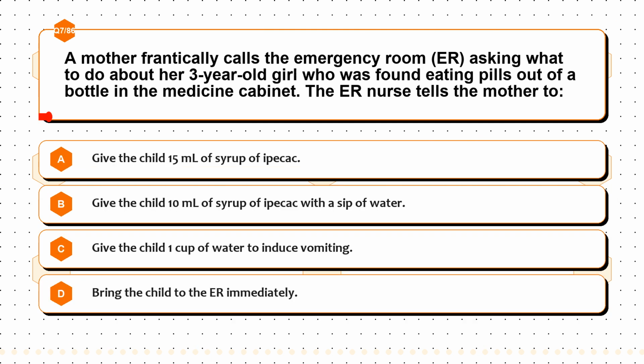Question 7. A mother frantically calls the emergency room (ER) asking what to do about her 3-year-old girl who was found eating pills out of a bottle in the medicine cabinet. The ER nurse tells the mother to. Here are the options. Option A. Give the child 15 ml of syrup of ipecac. Option B. Give the child 10 ml of syrup of ipecac with a sip of water. Option C. Give the child 1 cup of water to induce vomiting. Option D. Bring the child to the ER immediately.